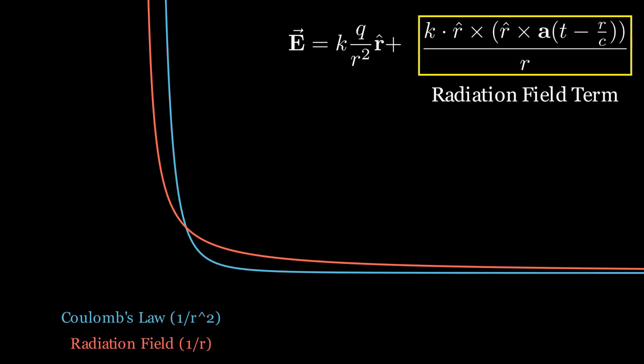Another key difference: the acceleration used in this term is not the real-time acceleration of the charge. Instead, it is the retarded acceleration, meaning the value from an earlier time proportional to the distance of the point from the charge. This delay occurs because information, including changes in the electric field, cannot travel faster than light. In essence, electromagnetic fields behave like information carriers that propagate at the speed of light.